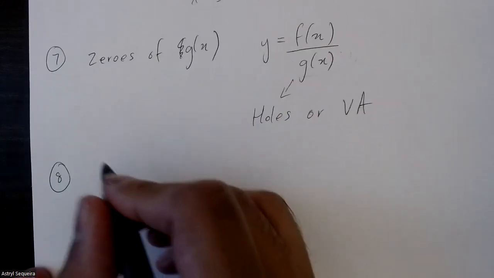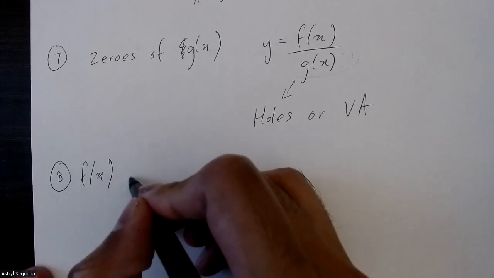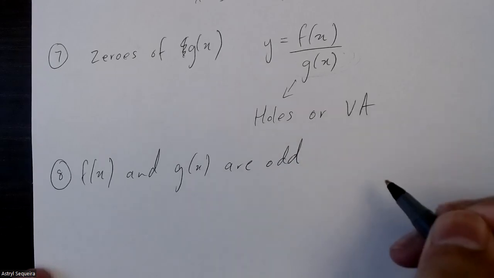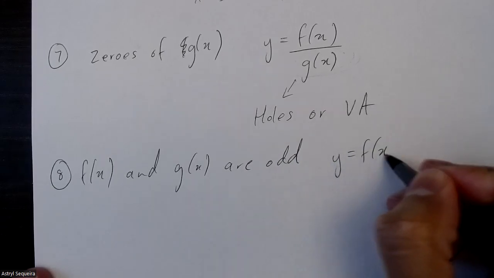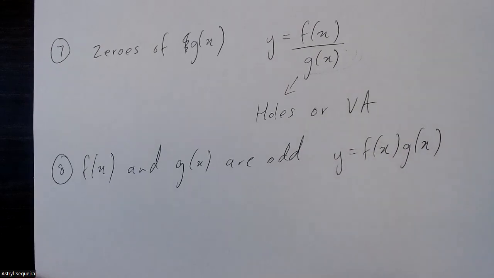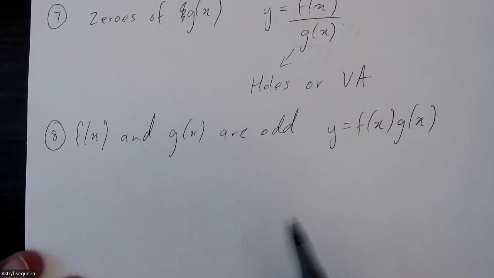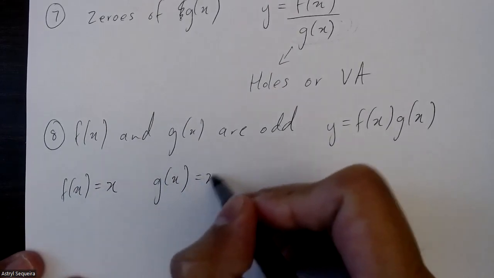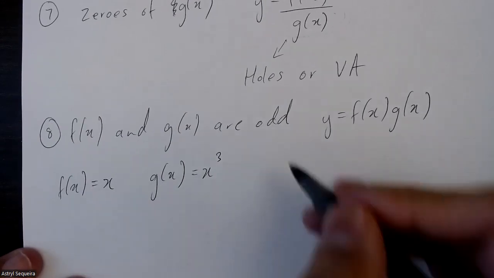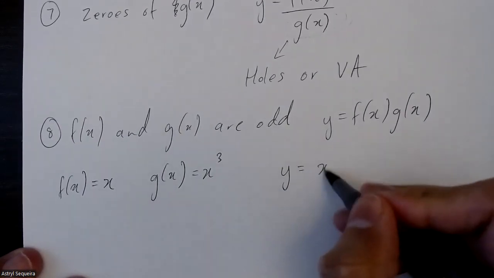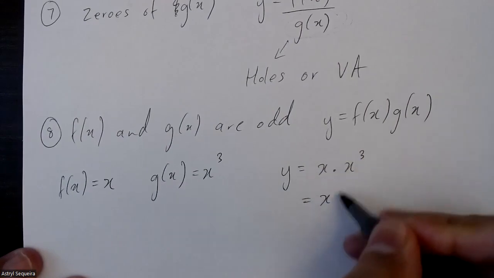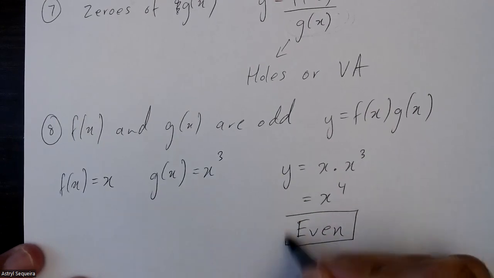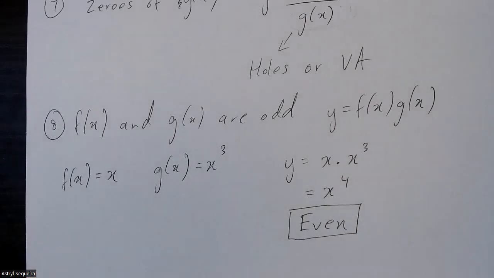And last question, if f of x and g of x are odd, what is f of x times g of x? Is it going to be odd, even, or neither? Well, let's think about this logically. Let's make f of x equal to x. Let's make g of x equal to x cubed. These are two odd functions. If I multiply them together, I'll get x times x cubed, which is x to the power of 4, which is basically an even function. So if you multiply two odd functions, you will get an even function.